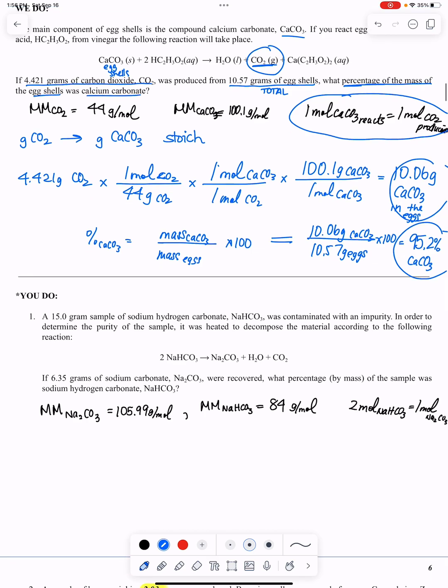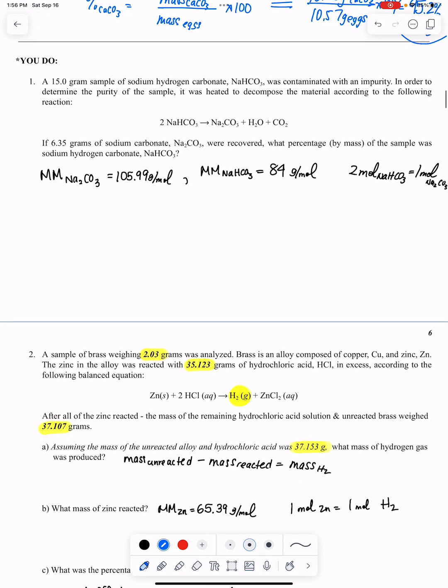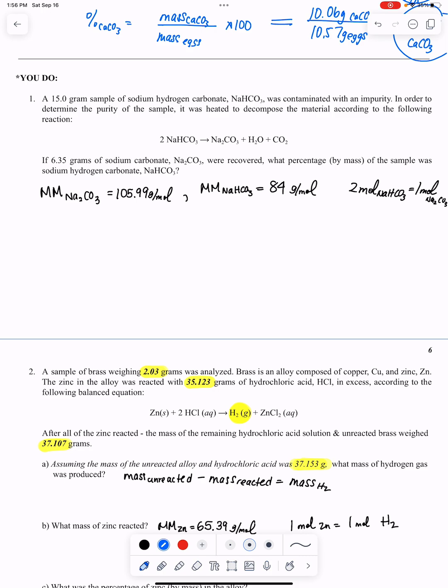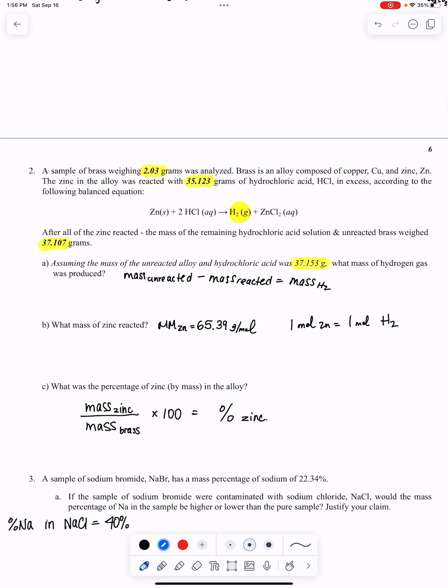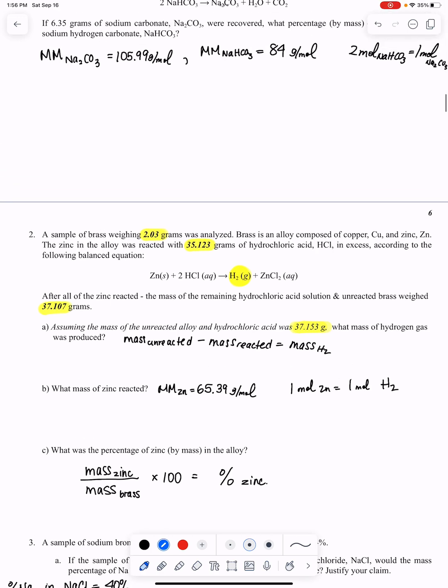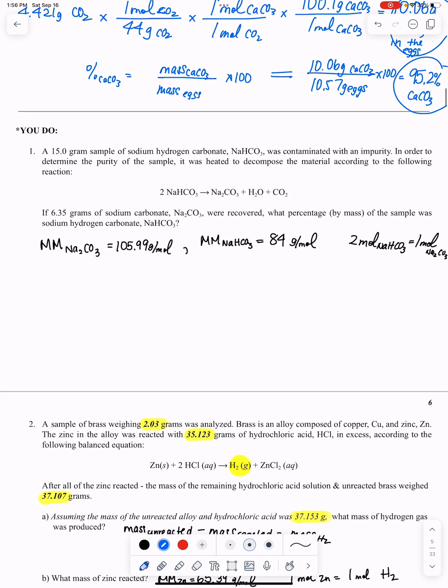All right. So now I'm going to start getting you ready for the you-do here. And I'm going to give you some hints to get you to do this on your own. For this you-do, it says we have a 15-gram sample of sodium hydrogen carbonate, and I gave you its molar mass as 84 grams right here. And it was contaminated with an impurity.